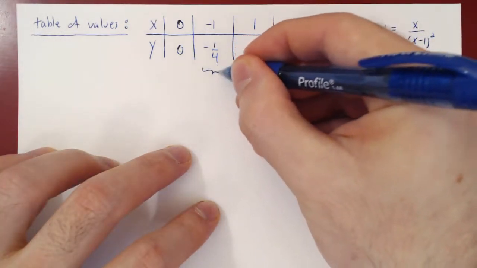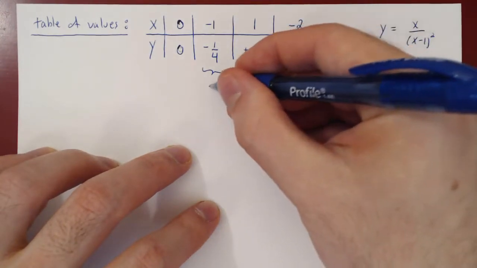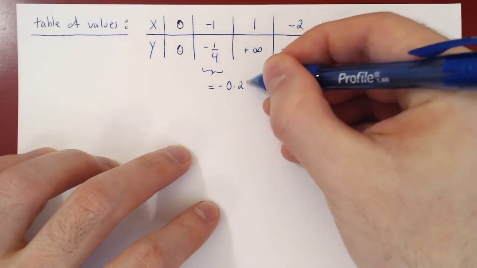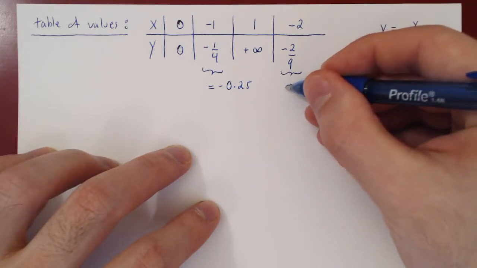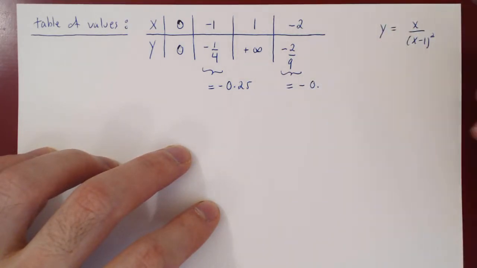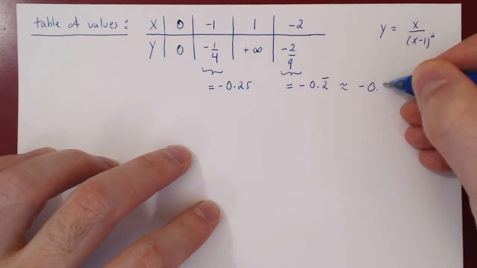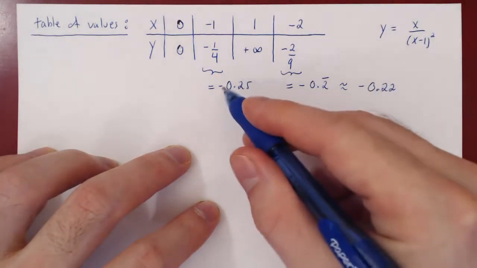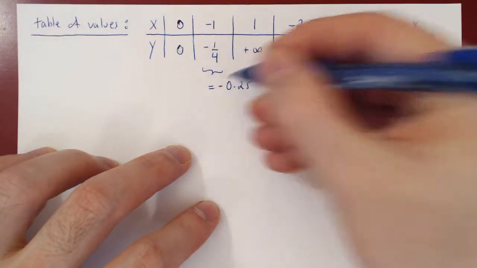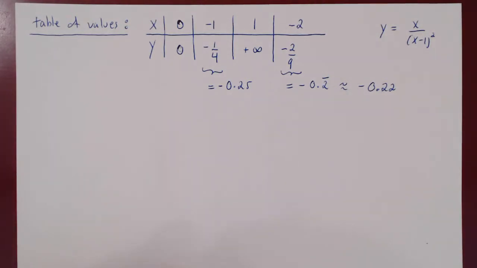And now, to be able to sketch a graph accurately, you'll have to compare these two values. -1/4 is exactly -0.25. And if you do compute -2 over 9 in decimal form, you'll get -0.2 periodic. So it's approximately -0.22. So it's a little bigger than -0.25. So now we're good to go.